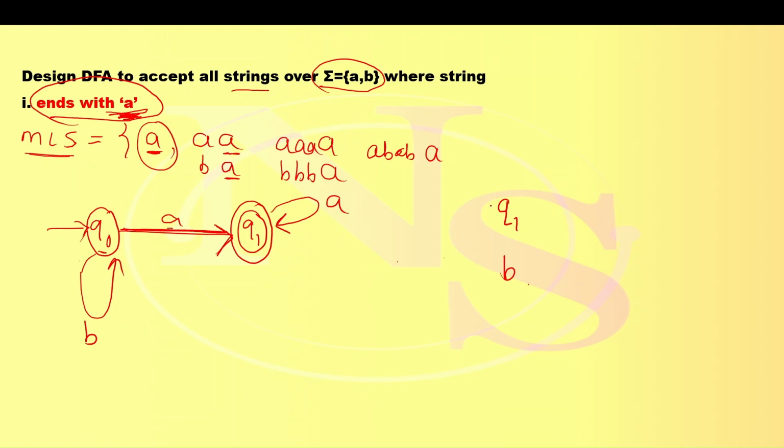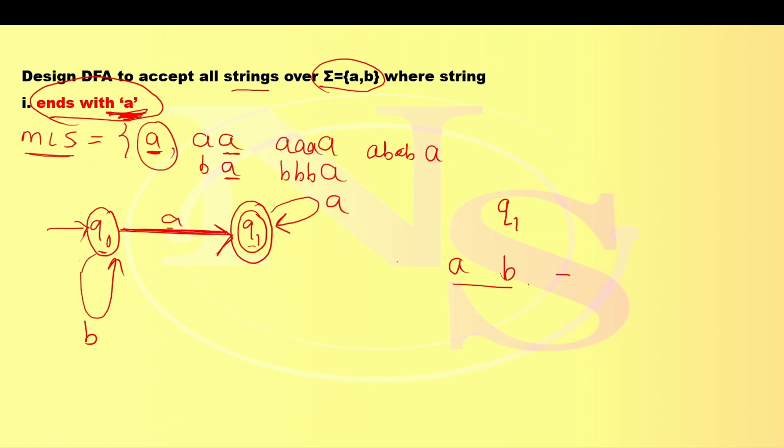How to reach Q1 from the starting state? By reading A. Write it. How to reach the final state from Q1? Q1 itself is a final state, so nothing will be here. Is the string AB valid? Our string should end with A. It's ending with B, so this is not valid.